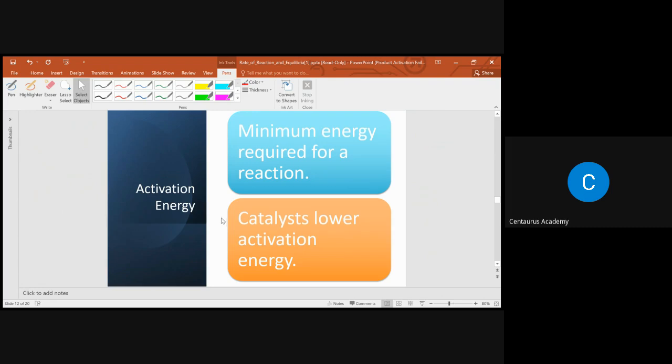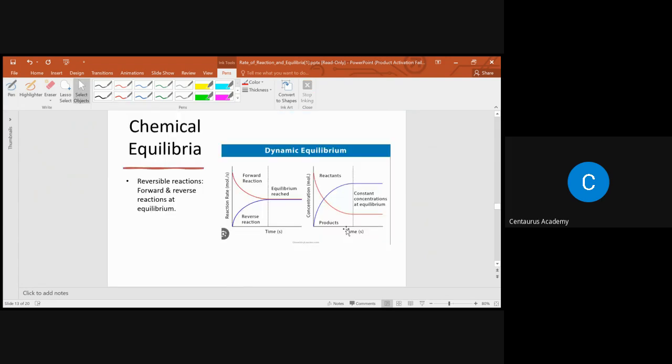Activation energy, we've discussed it, is the minimum amount of energy which is required by the reactants, and catalysts tend to lower the activation energy, thereby increasing the rate of reaction. Okay. Any further questions so far?